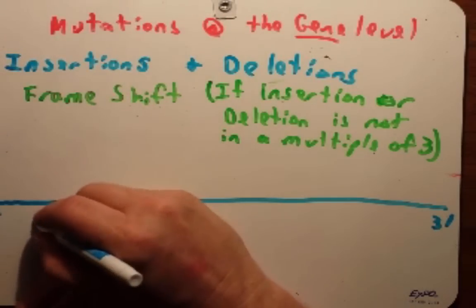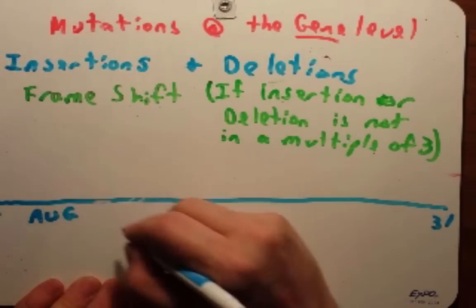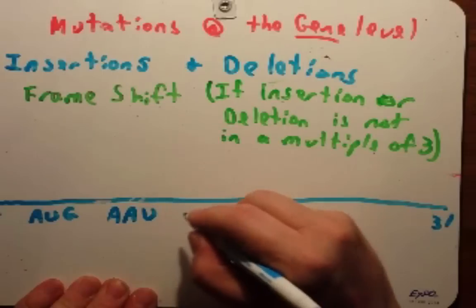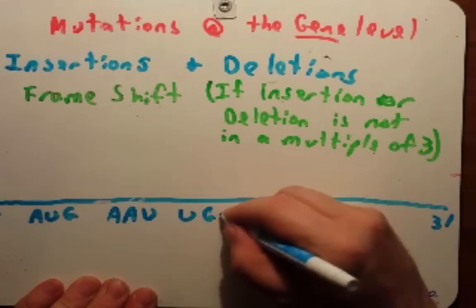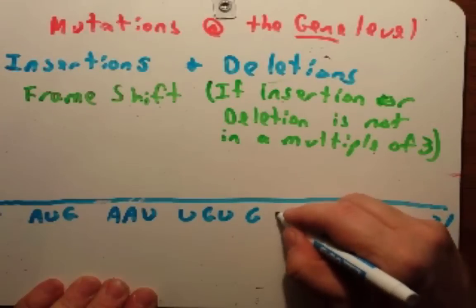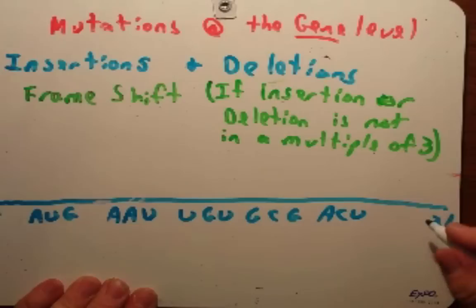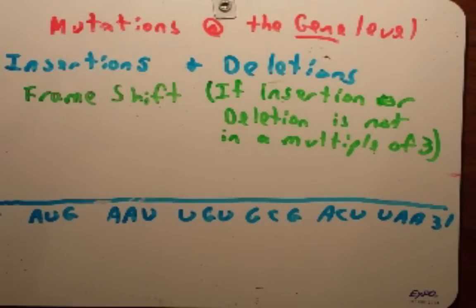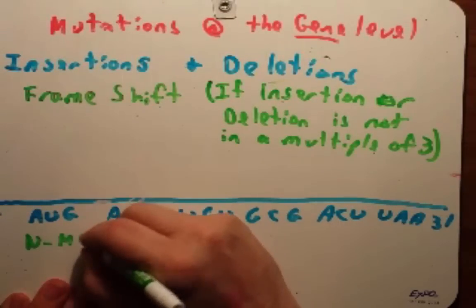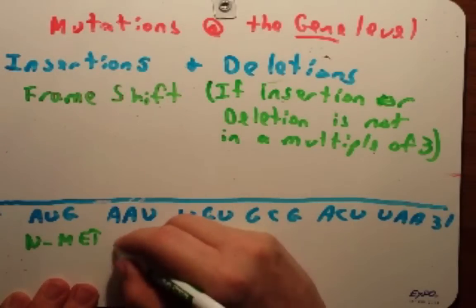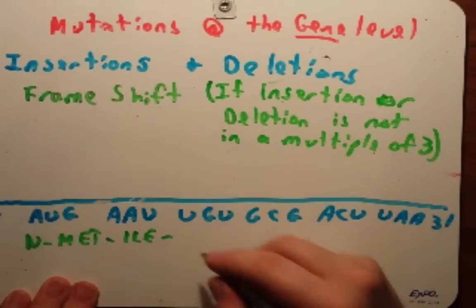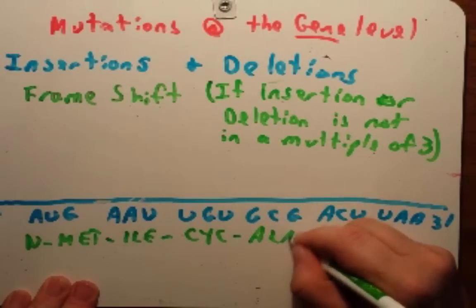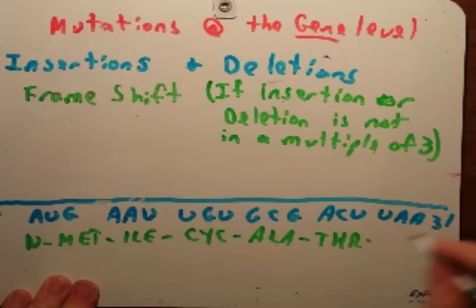And so let's say this RNA is broken up into a series of codons. And we'll just start with our start one, A, U, G. And then we'll go A, U, U, G, U, G, C, G, A, C, U, and then we'll stop here with a stop codon of U, A, A. Now this is normally going to make a protein that is methionine, isoleucine, cysteine, alanine, threonine, and then our stop codon.